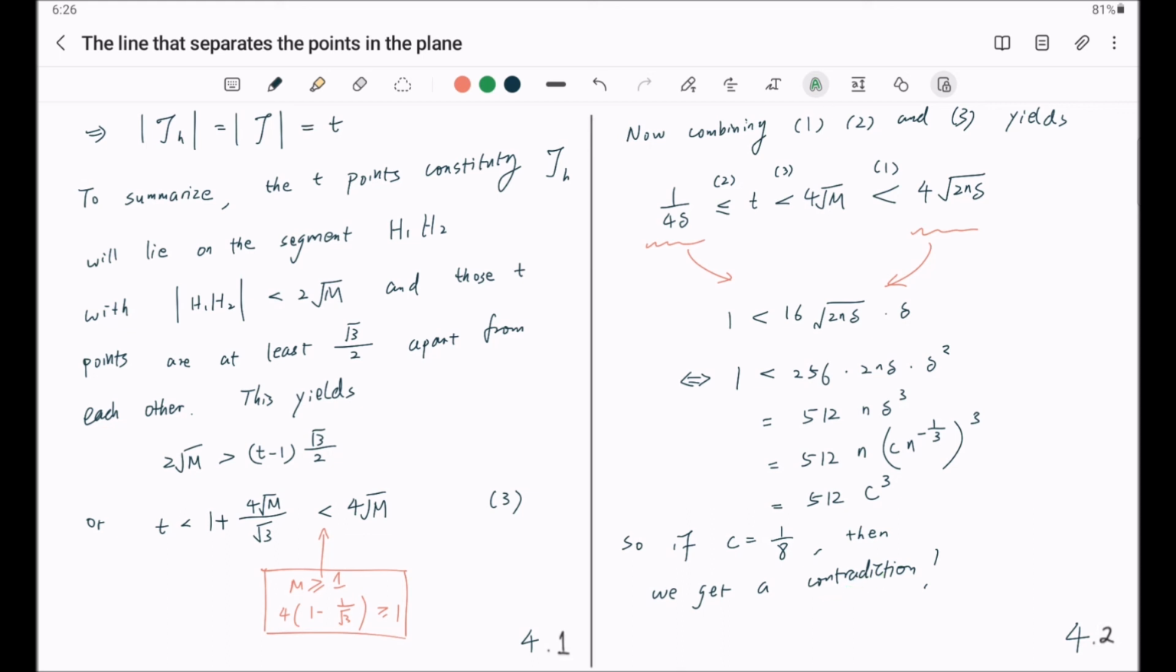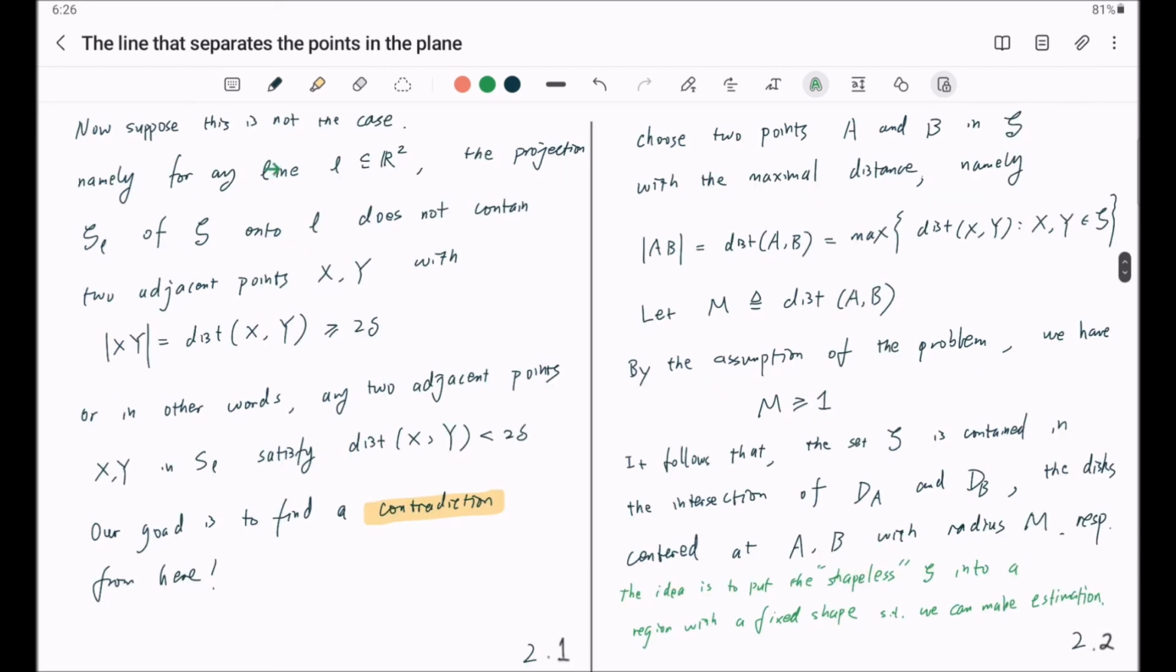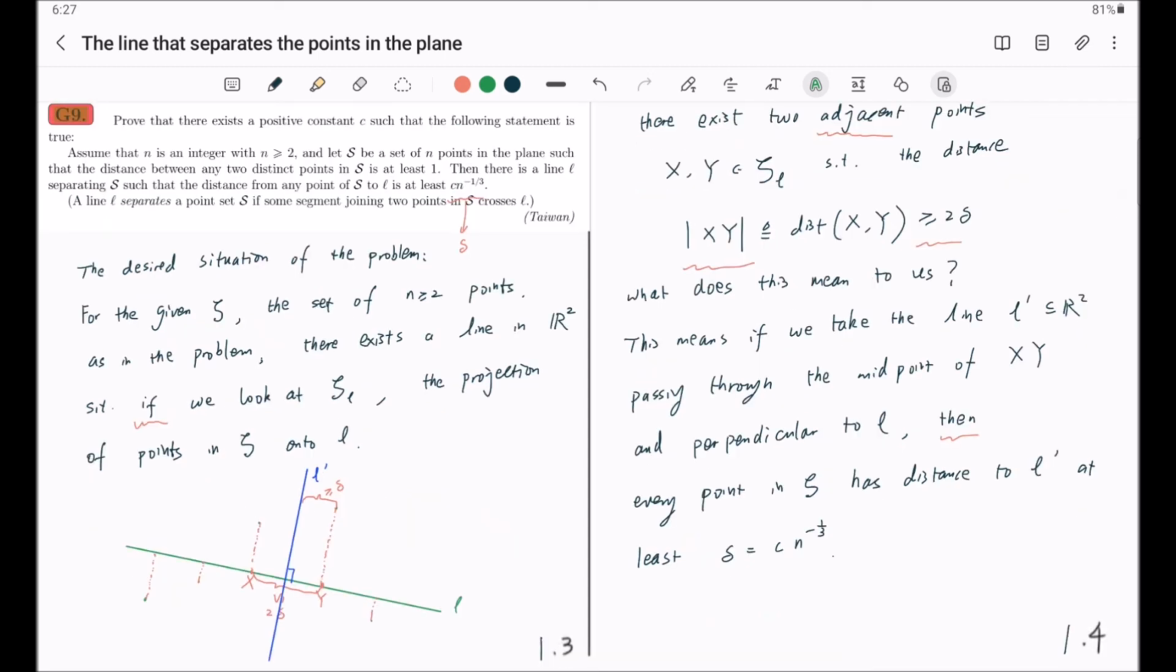So with this contradiction, we can finish the proof, because this contradiction originates from our assumption here. Suppose it is not the case that there's a line with blah, blah, blah, blah. So the only case that could happen is this first case, which is the desired situation of this problem. So we have proved the existence of such a line. So we are done.